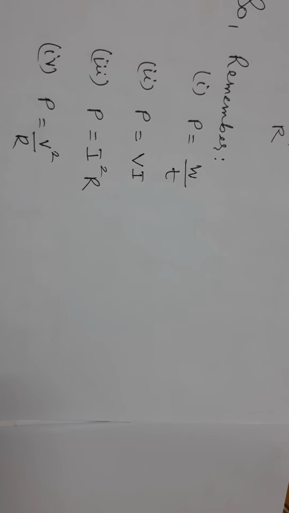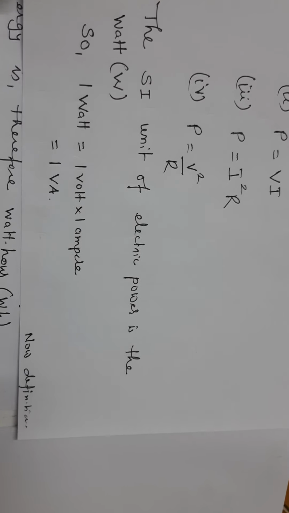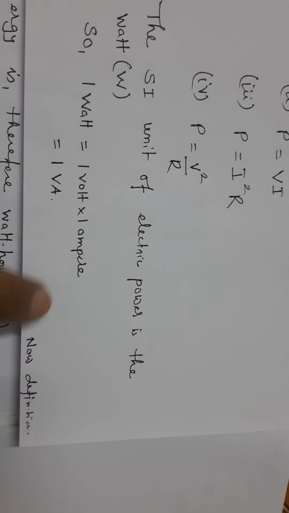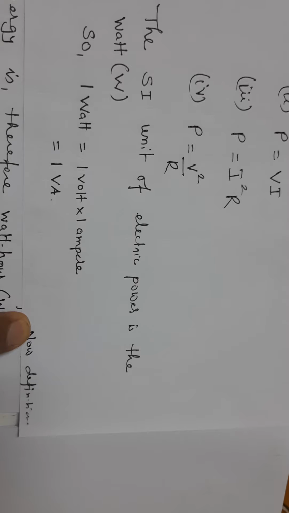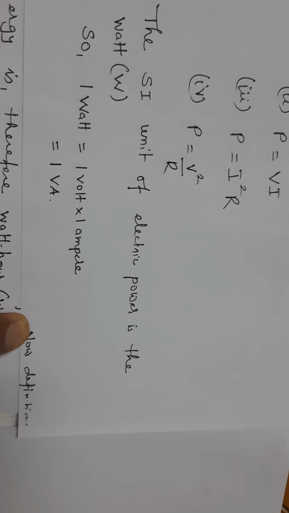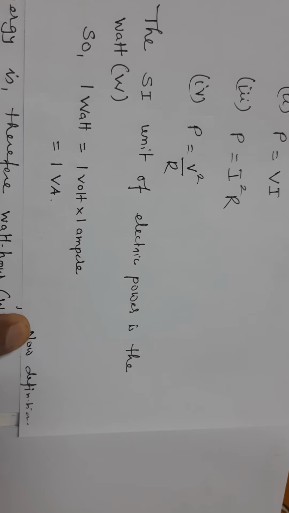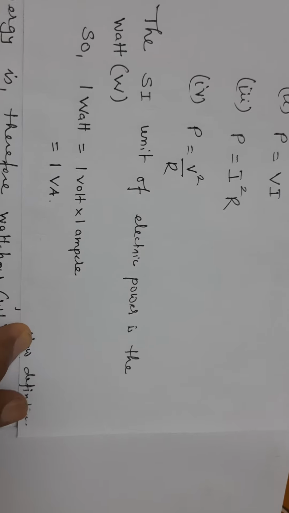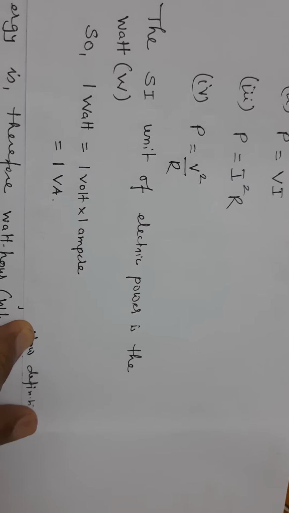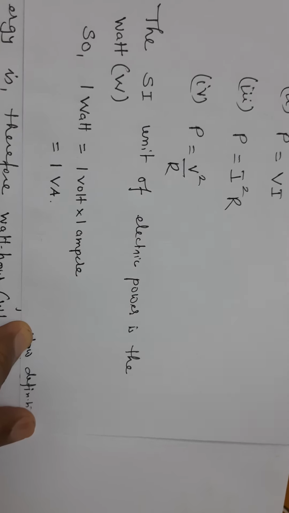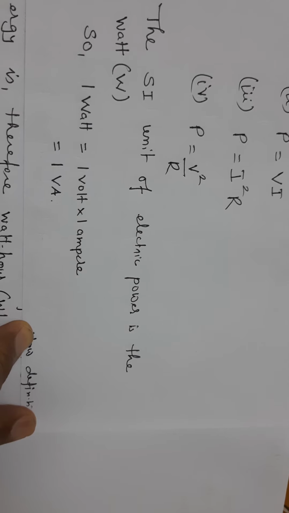The SI unit of electric power is watt, W-A-T-T. SI unit of electric power is watt, capital W we use. So 1 watt is equal to 1 volt into 1 ampere. So it can also be given as 1 VA. VA is volt ampere. Sometimes you may be asked what is the another unit of electric power in terms of volt and ampere. Then you will have to write volt into ampere, that is VA.